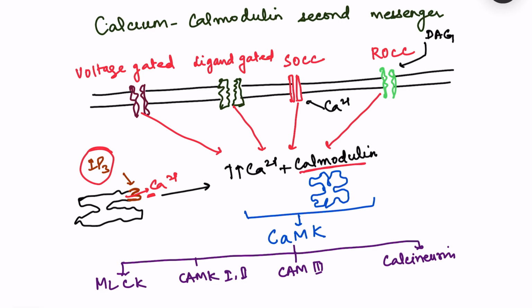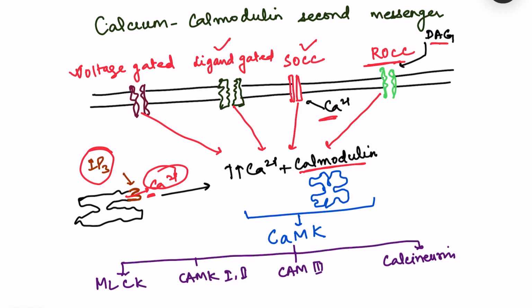Okay, and here what I have shown is that calcium not only releases from the intracellular stores, but calcium can also come from outside. We have voltage gated calcium channels, ligand gated calcium channels, and store operated calcium channels, where the calcium which is released causes the opening of these store operated calcium channels, causing more entry of calcium from outside. And we also have receptor operated calcium channels, and these are opened by the diacylglycerol. So diacylglycerol, we saw before, activates the protein kinase C. But here there is another mechanism where diacylglycerol is also causing the opening of receptor operated calcium channels.